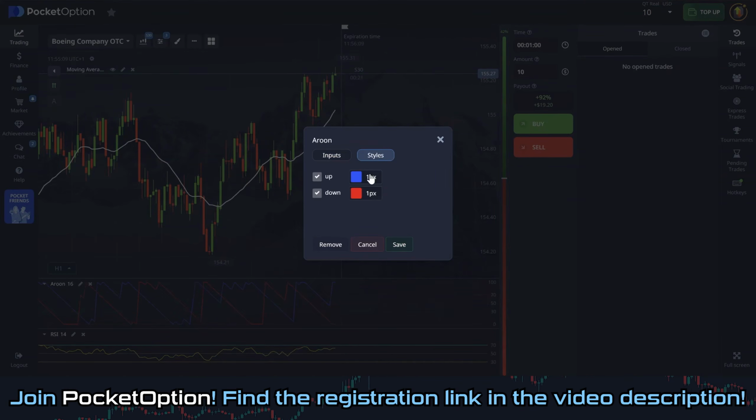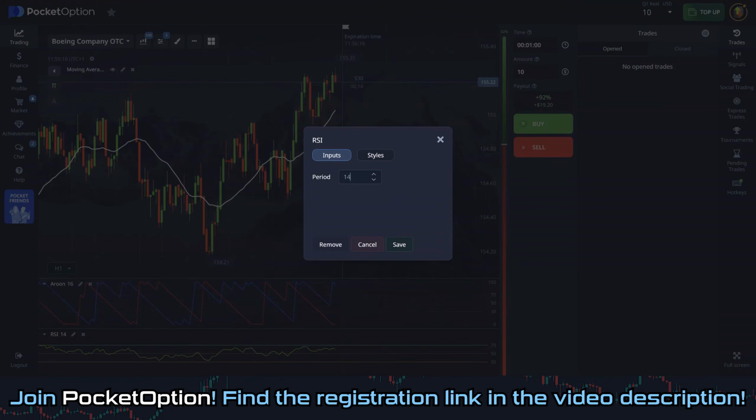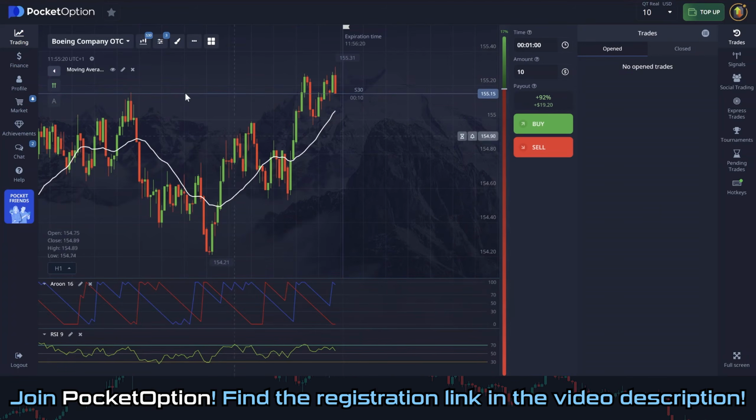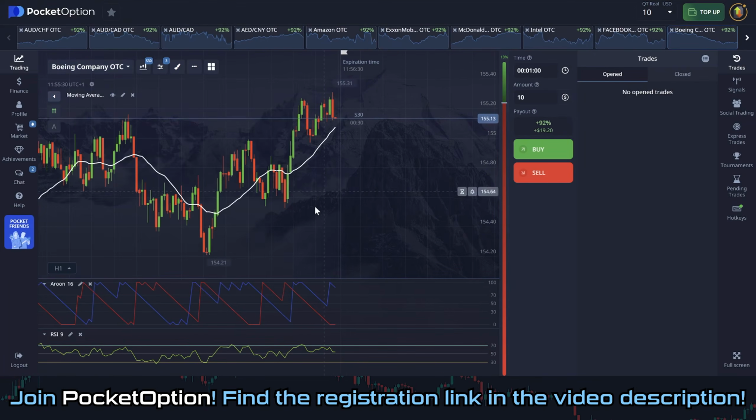Beginners can set the color of up to green to associate with buy signals, but I'm used to the blue. For the relative strength index, set the period to 9. Choose instruments with high payout. Everything is set up. Let's start trading.